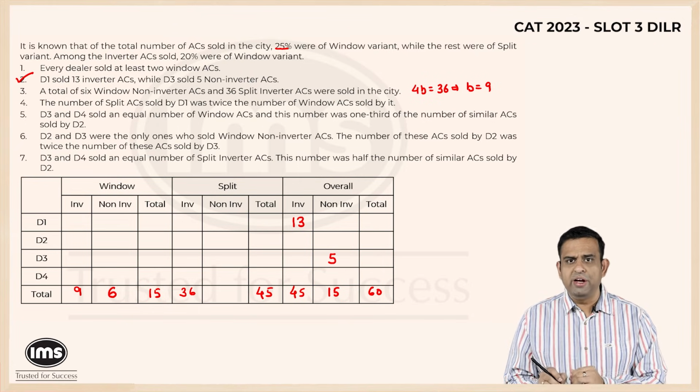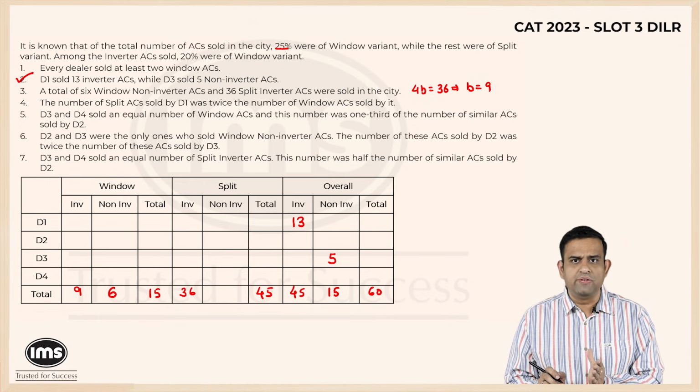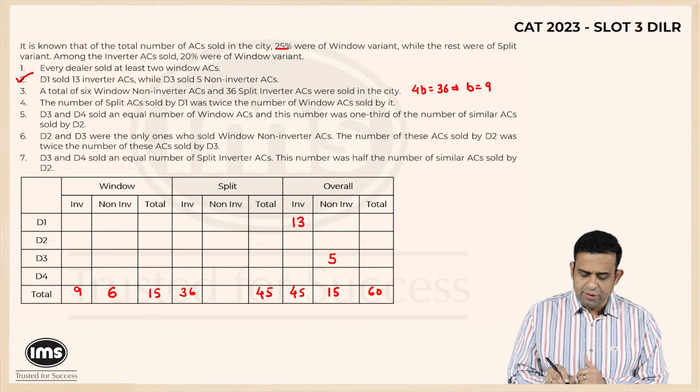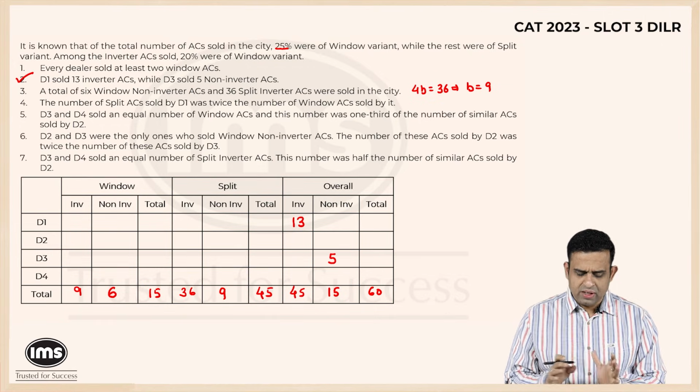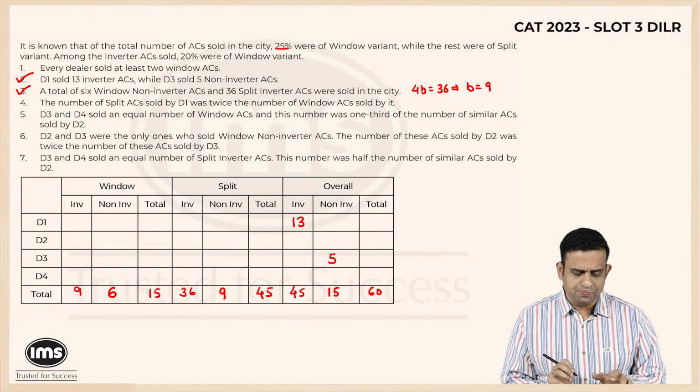Again, total number of split AC sold is 45, out of which 36 are inverter. So what about the non-inverter? 45 minus 36 will give me 9 at this particular point. This is what we have at the moment. We have used points number 1, 2 and 3.